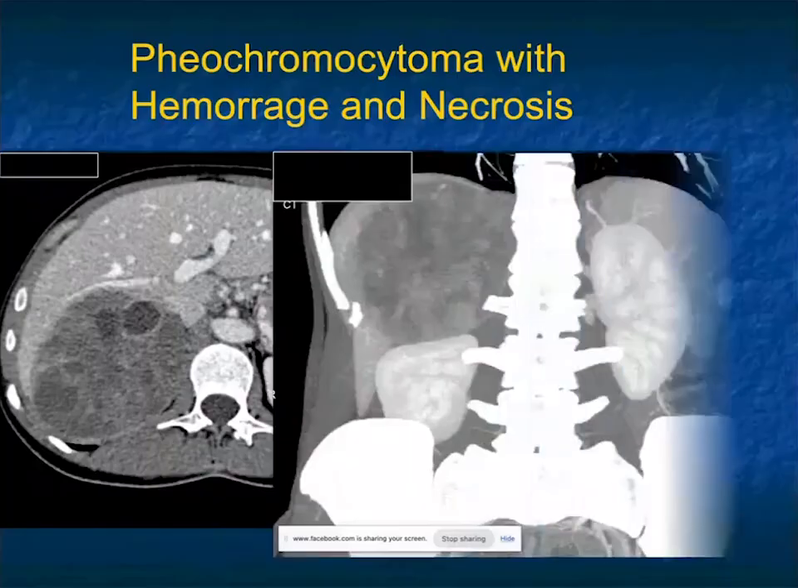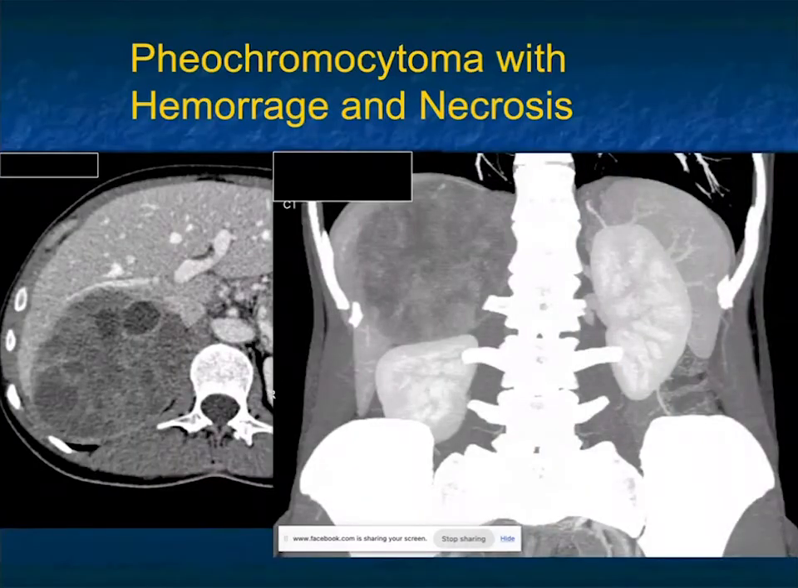Pheos commonly will bleed. This lesion has probably bled. Pheos, we tend to think about them as being very vascular, but when they're larger, they can be more cystic, they can be more necrotic. Really nice example of a pheochromocytoma.